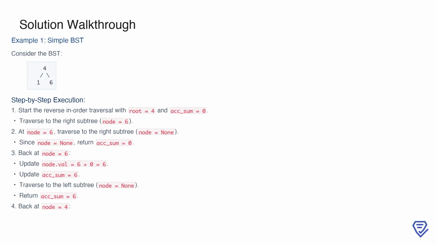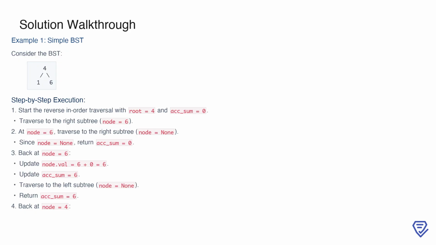To solve the problem of converting a binary search tree into a greater sum tree, we use a reverse in-order traversal. Let's start with a simple example. The given BST has the root node 4, with 1 as its left child and 6 as its right child. We begin our traversal at the root with an accumulated sum, acc_sum, initialized to 0.